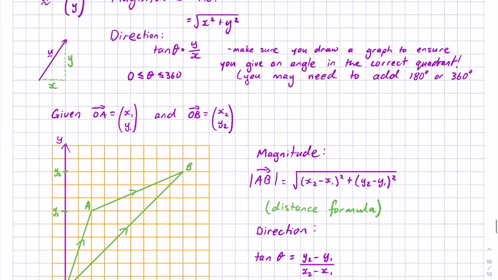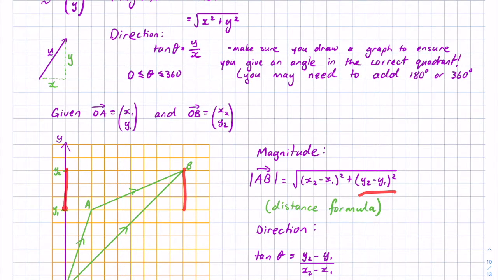So given OA, this vector here, is equal to (x1, y1), and OB is (x2, y2), the magnitude of AB, this vector here, can be found with the distance formula. So we've got that one squared plus that one squared, and we're taking the square root of that. So x2 minus x1 is that distance that we can see down here, and y2 minus y1 is this distance which we can see over here. So that's the distance formula.